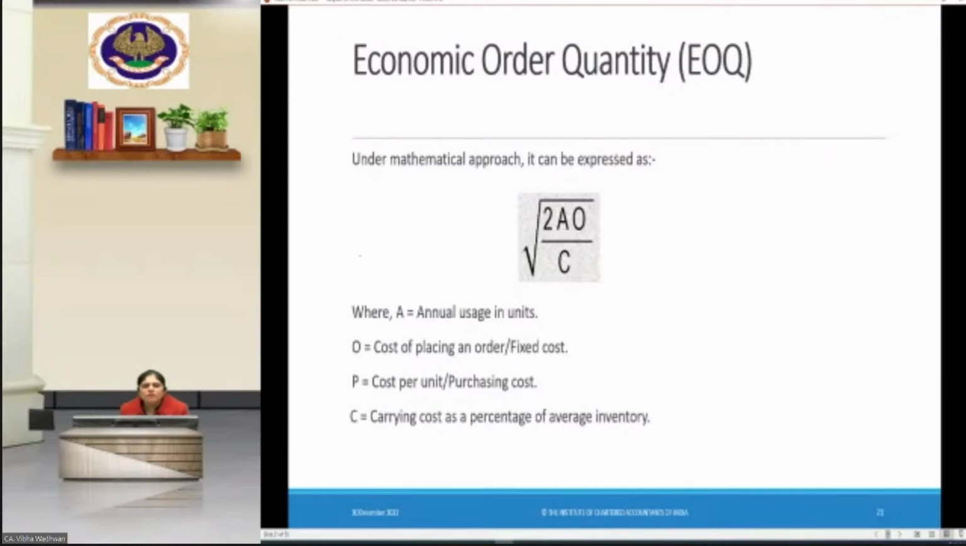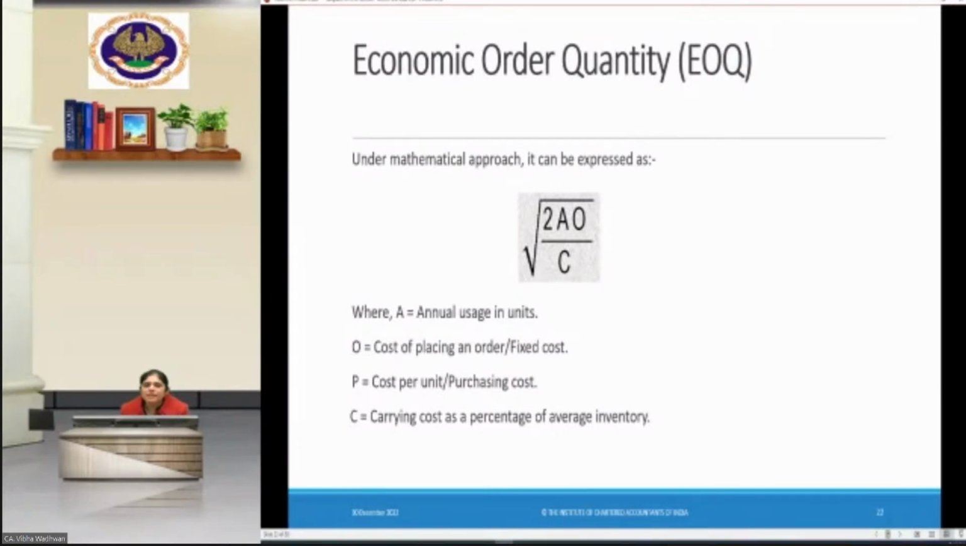So this is the way we calculate economic order quantity: under root 2AO. So 2 is a fixed multiple. A is the annual usage of raw material, not finished product. We are doing raw material purchase. Clear? So this will tell us how much raw material we have to purchase. A is annual consumption of raw material in units.